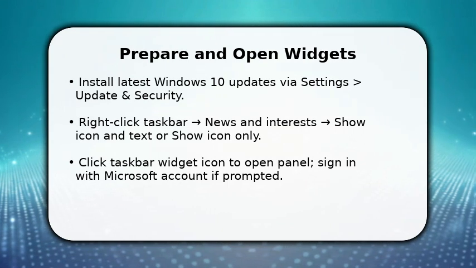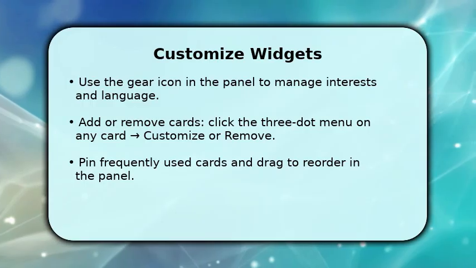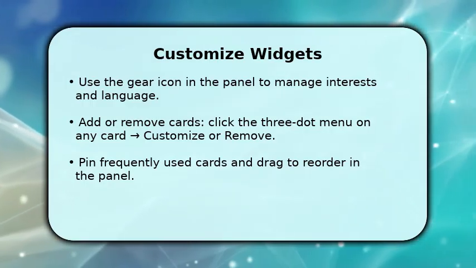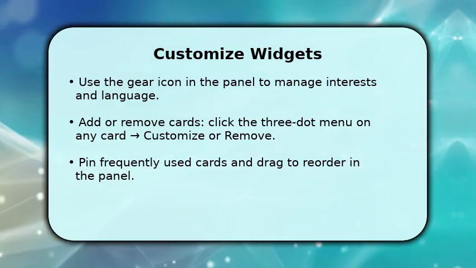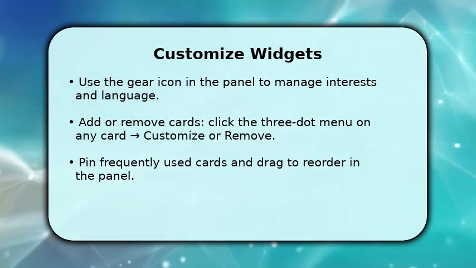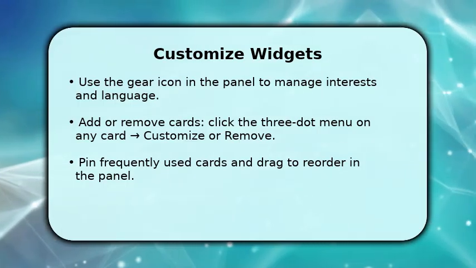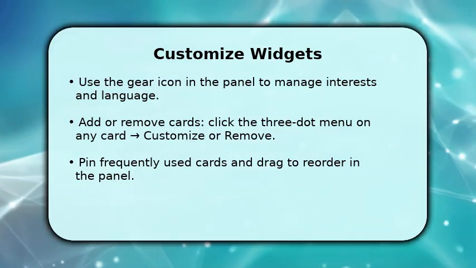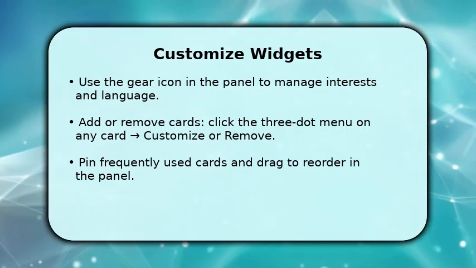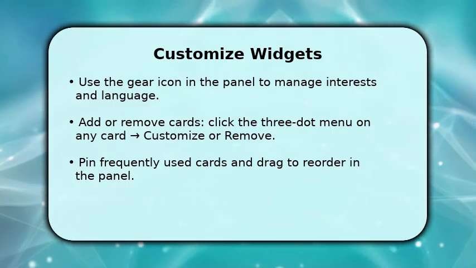Now you'll customize the content so widgets serve you. Click the gear or three-dot menu on any card to adjust topics, choose sources, or remove cards you don't want. Make sure to add cards you'll use often and drag them to reorder. Pin important ones for quick access. If you want local weather or finance, specify your location or tick markets. Also sync preferences across devices by ensuring your Microsoft account sync is enabled in settings.